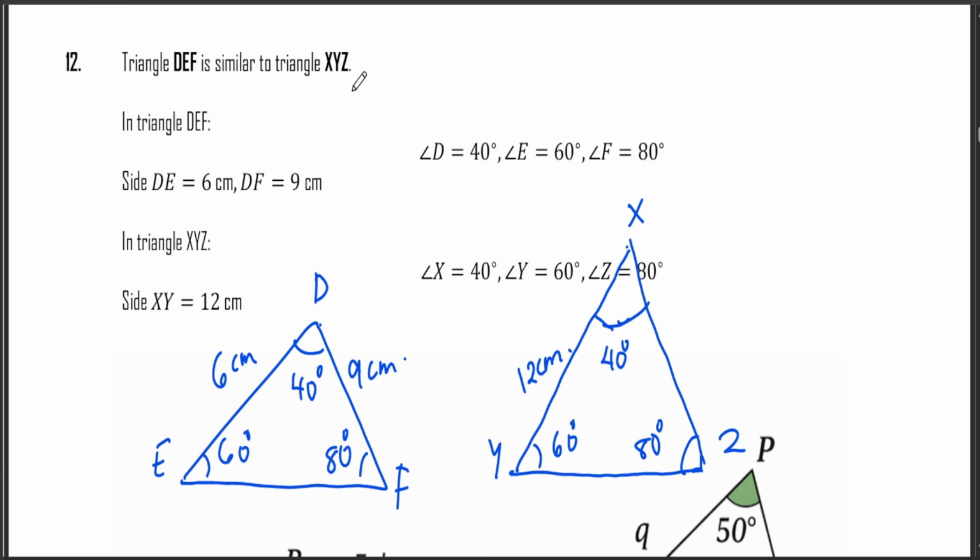Now, this triangle is similar. The reason why it's similar is because this angle is equal to this angle. Okay, this angle is also equal to this angle. This angle is also equal to this angle. So all angles are the same. So by definition these are similar triangles. Triple A means pair of angles are same.